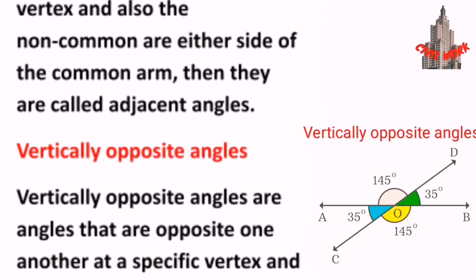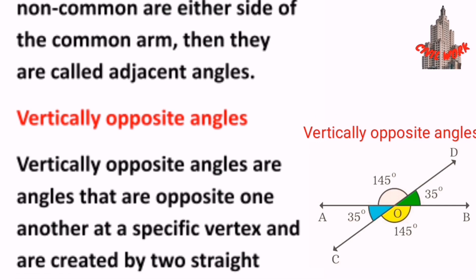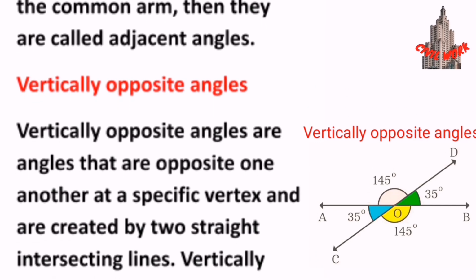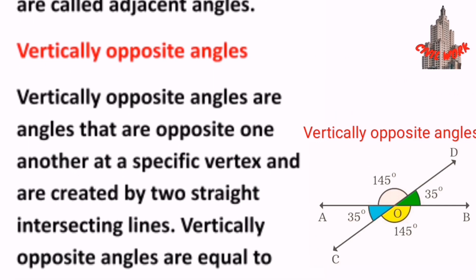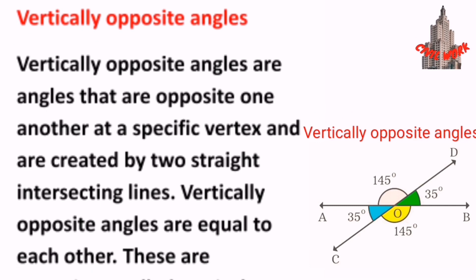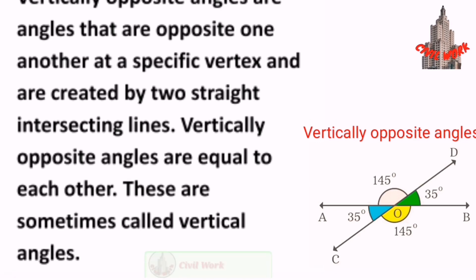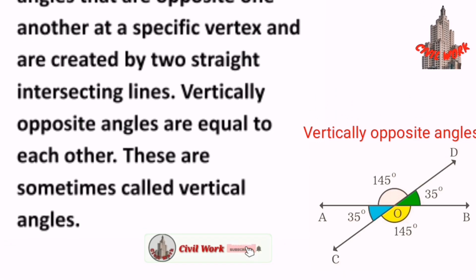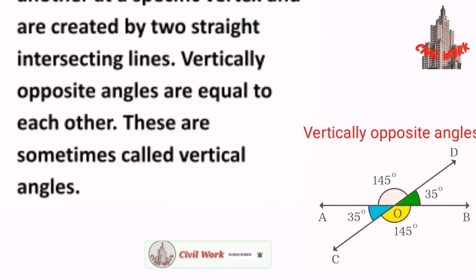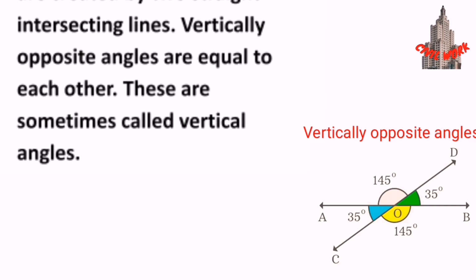Vertically opposite angles. Vertically opposite angles are angles that are opposite one another at a specific vertex and are created by two straight intersecting lines. Vertically opposite angles are equal to each other. These are sometimes called vertical angles.